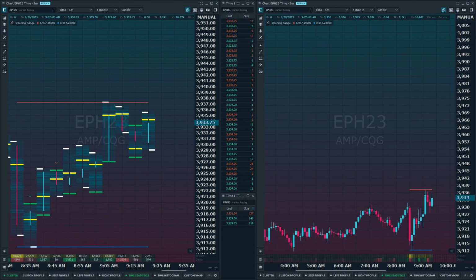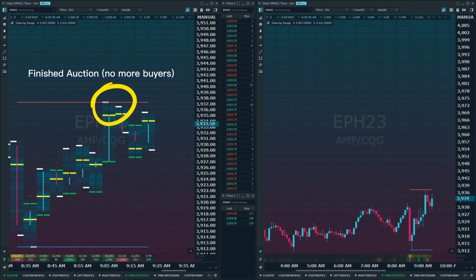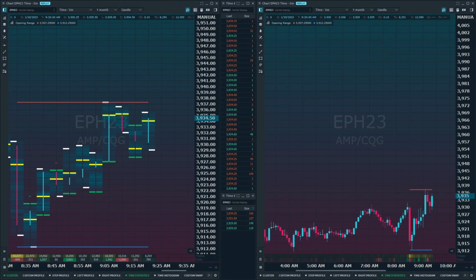The very left chart is a footprint chart, a bid-ask footprint chart. The white blocks indicating finished auctions and the green blocks indicating unfinished auctions. And what are we using this for? Well, let's say we get to initial balance high and we're posting the high of day. I want to see the high of day be a finished auction, right? Meaning there are no more buyers at the high of day.